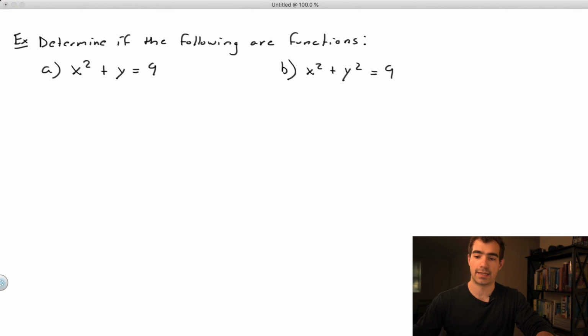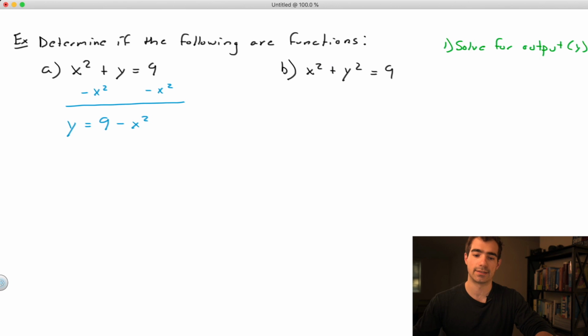If we take that first step in determining this and we solve for the output, right? In this case, that's just going to be y. Then we can start to do some algebra here to isolate y. Let's start with part A. If we want to get y by itself, we can subtract x² from both sides, and that's going to give us y = 9 − x².